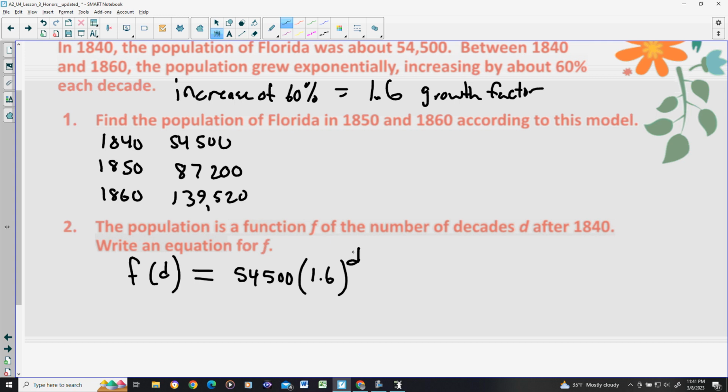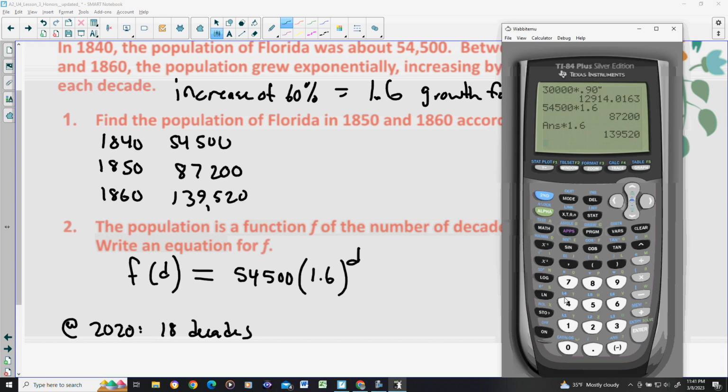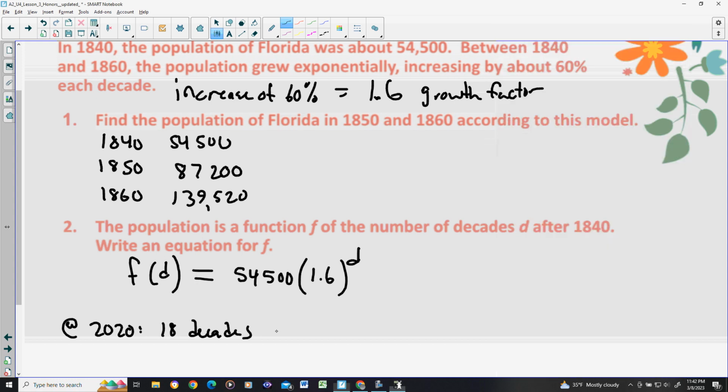So here's an interesting question. What happens if we tried to apply that for now? So what if we did 2020? How many decades would that be? That would be, well, let's see, 1840 to 2020. That would be 18 decades. So let's try it out. Let's see what happens. So if I do 54,500 times 1.6 exponent 18, I get 257 million.